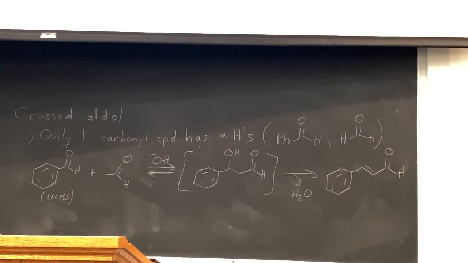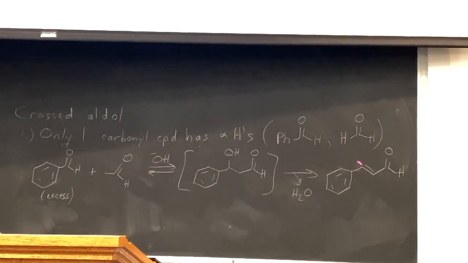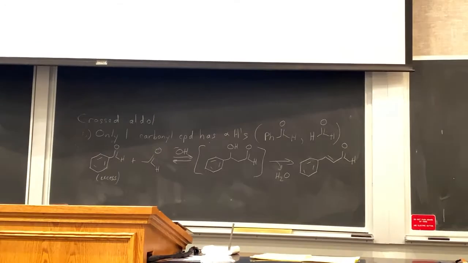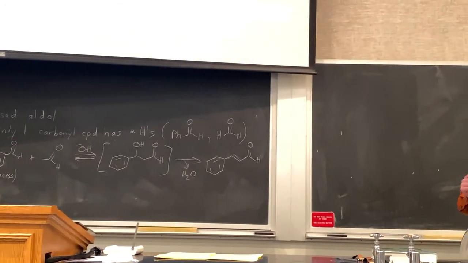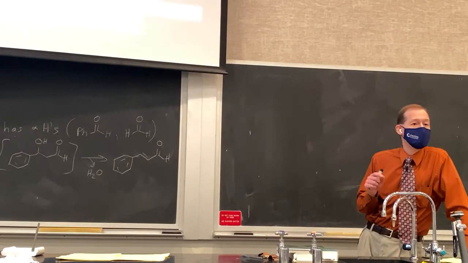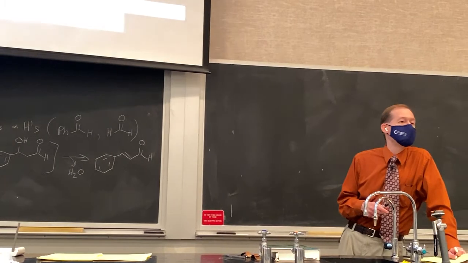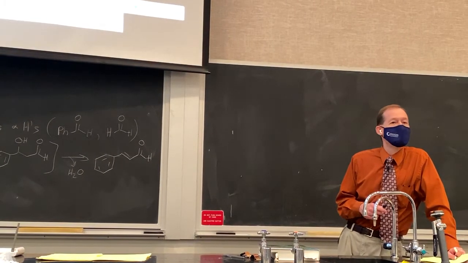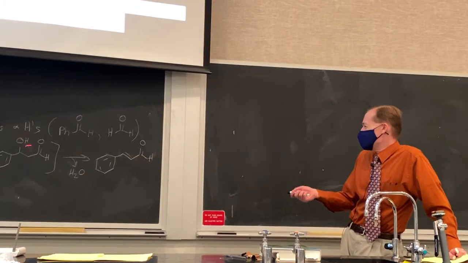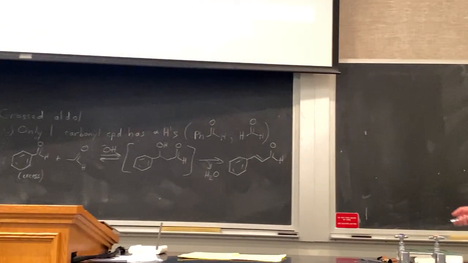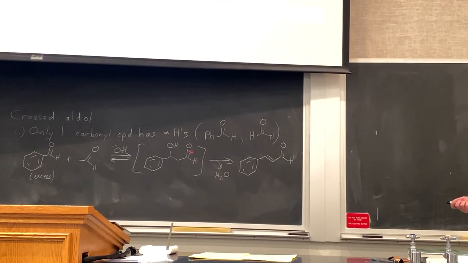All right, so this crossed aldol reaction works and will give us a single product because we've used one aldehyde or ketone with no alpha hydrogens, and we've used it in excess. Any questions? So a question for you. This beta hydroxyaldehyde intermediate, will it be soluble in water?